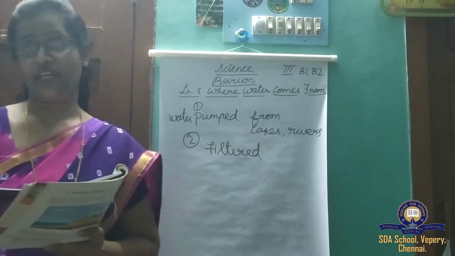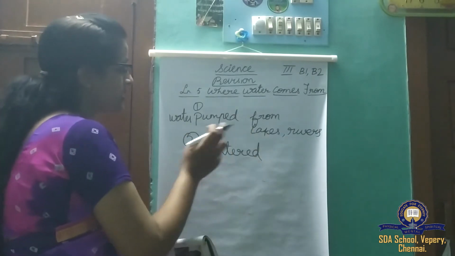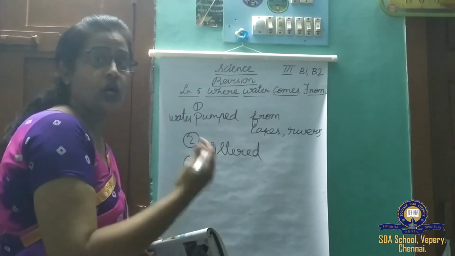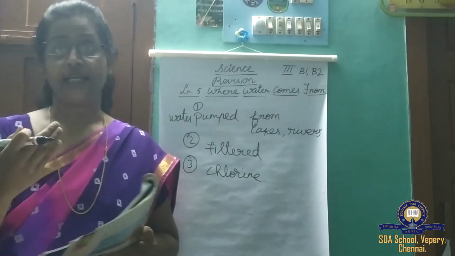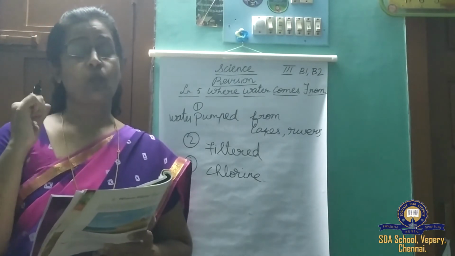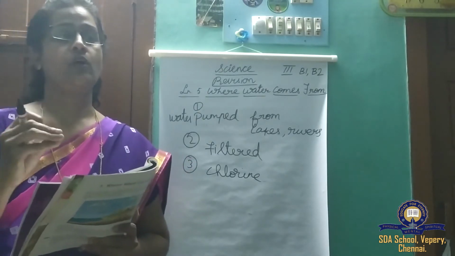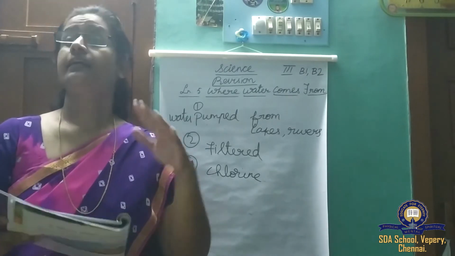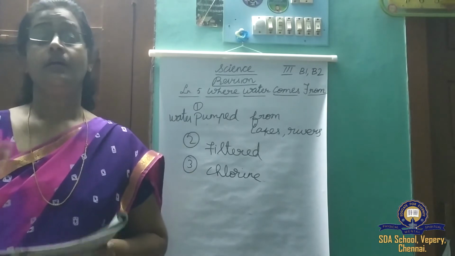Next step. After filtering, the gas called chlorine is added. Why is chlorine added to water? To kill the germs in the water. If germs are there in the water, it will kill them. Then the clean water is carried to all homes by big pipes. This is how the water comes to home.